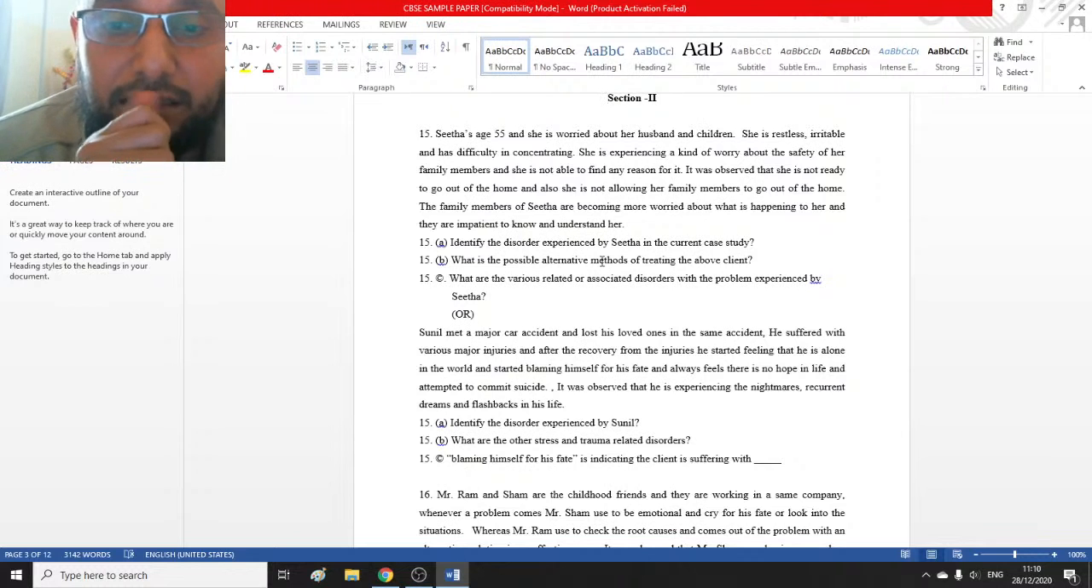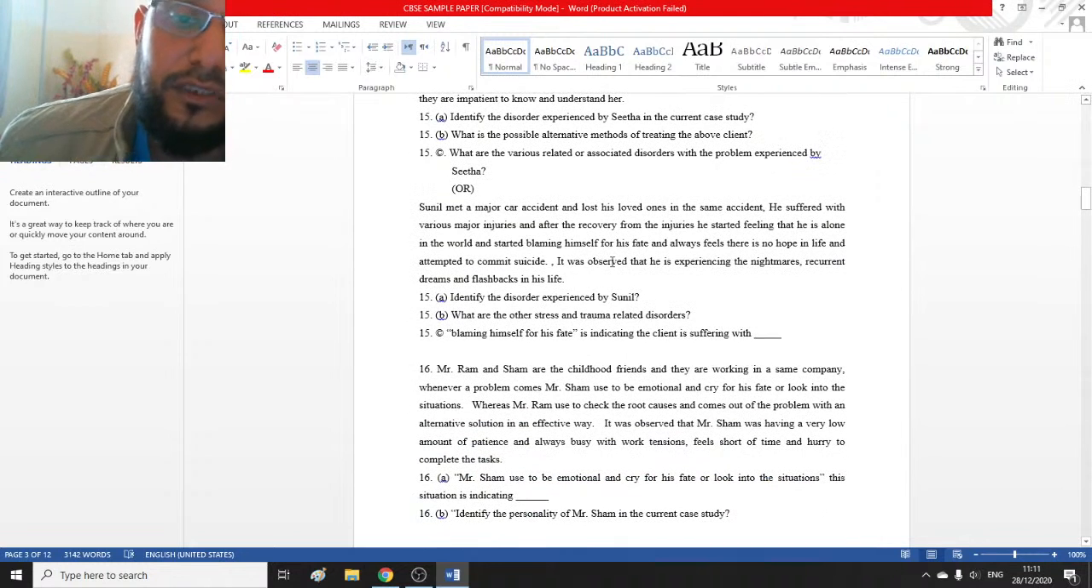What are the various related or associated disorders with the problem experienced by Sita? What are the various other disorders experienced by Sita? In this case, you see, she is having a phobia also. Agoraphobia, you can say here, the word agora. She is not allowing the family members to go out of the home. She is not leaving and she is not allowing others, you see. Generally, phobias will begin with generalized anxiety disorder. Don't forget this area, my children.